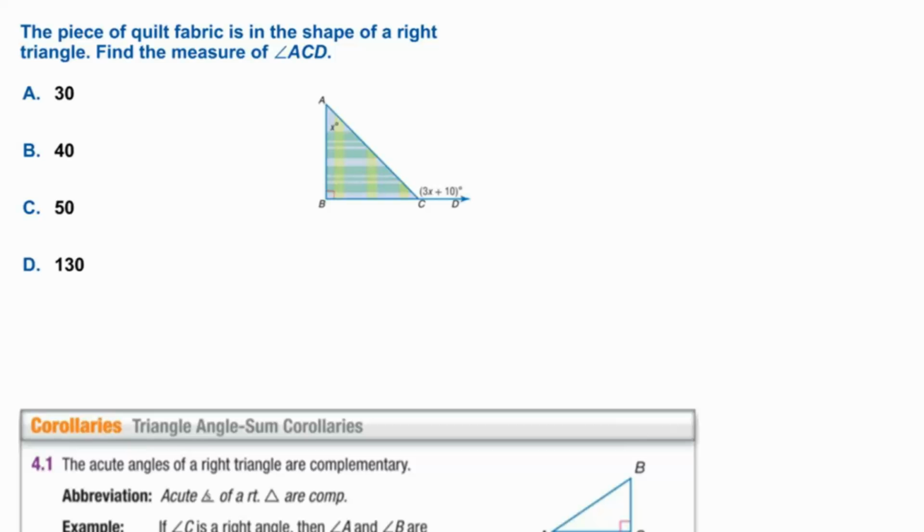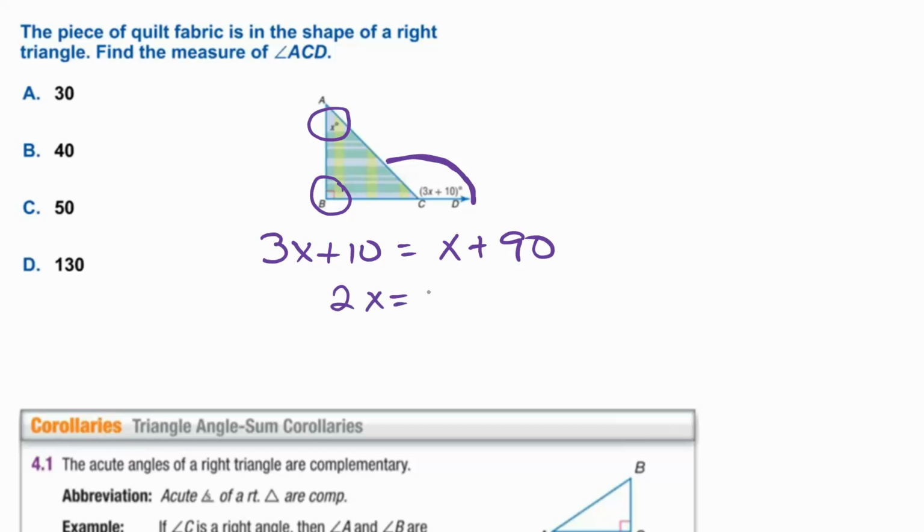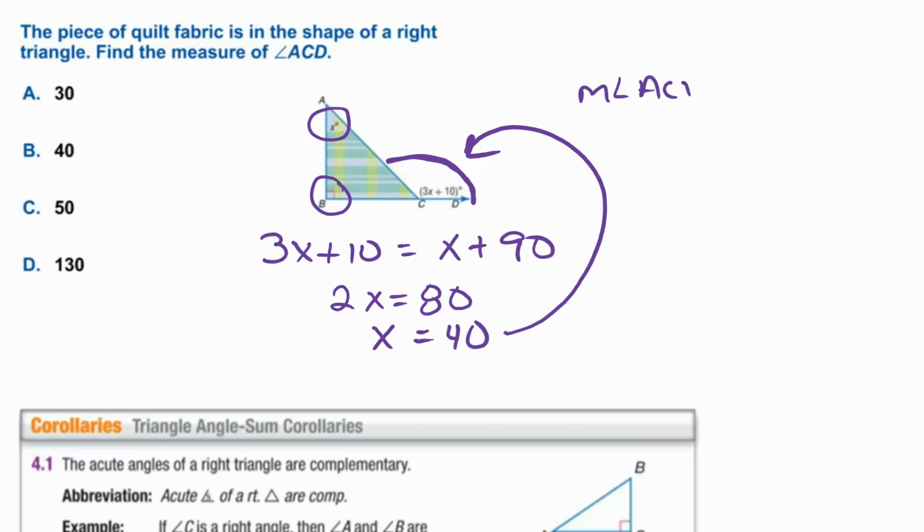In the next problem, we're asked to find the measure of this exterior angle, and we know it is the sum of the two remote interiors, the interiors that do not touch it. So 3x plus 10 equals x plus 90. So 2x equals 80, and x equals 40. Plugging this back into the expression that we have for the angle that we want to find, I have that the measure of angle ACD equals 3 times 40 plus 10, which gives us 130 degrees.